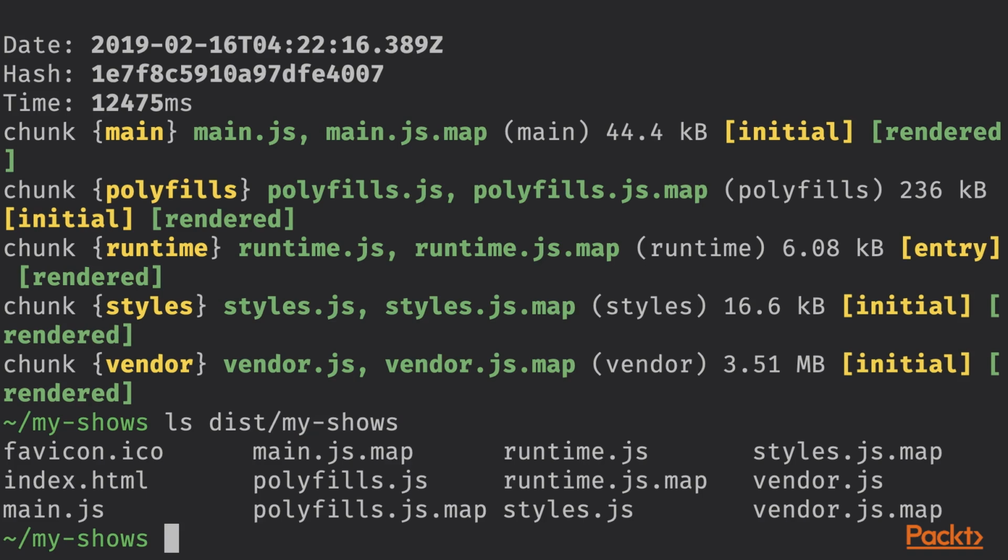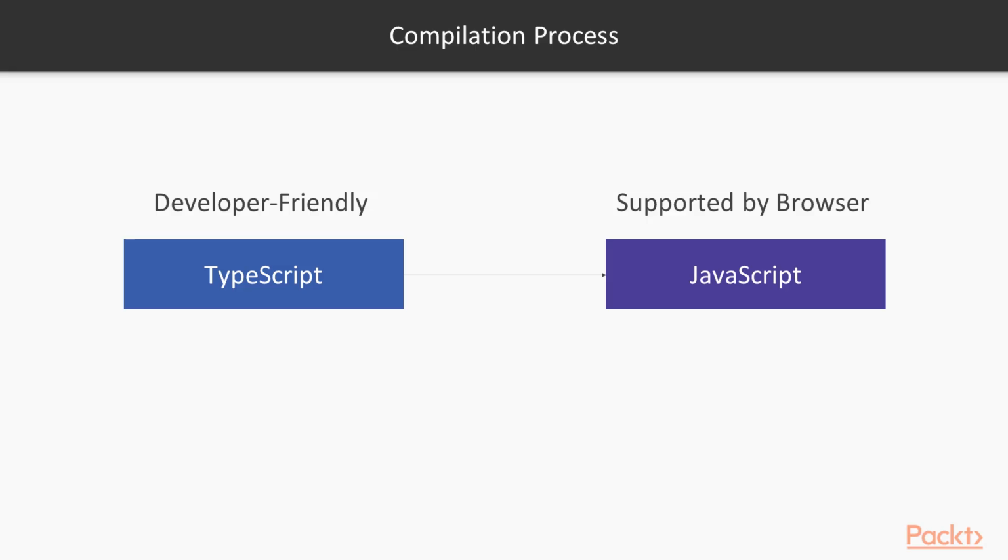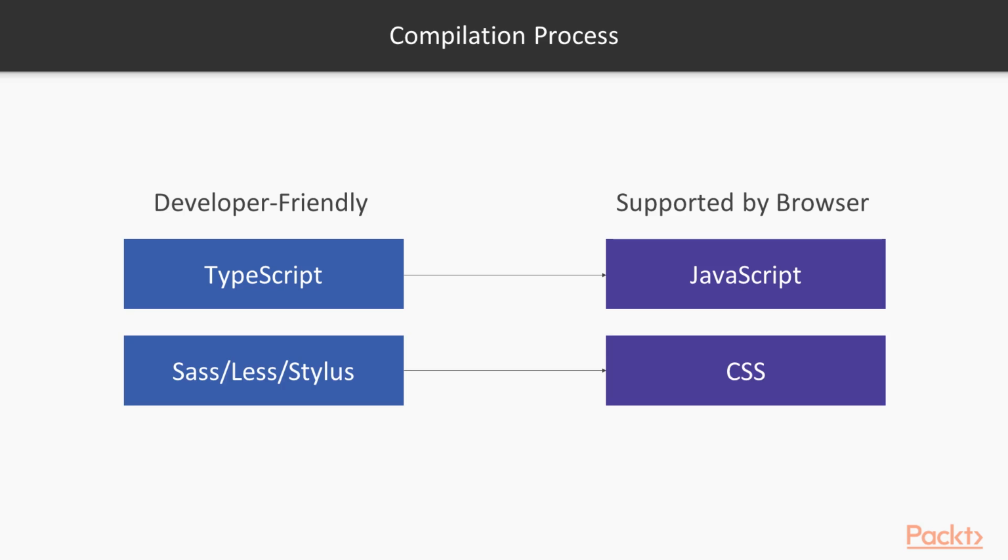Alright, that was easy, but why do we need to compile our app? As we've mentioned before, Angular apps are written in TypeScript, which browsers don't understand, so we have to compile them to JavaScript. This might also happen with our styles, which might be written in languages other than CSS.